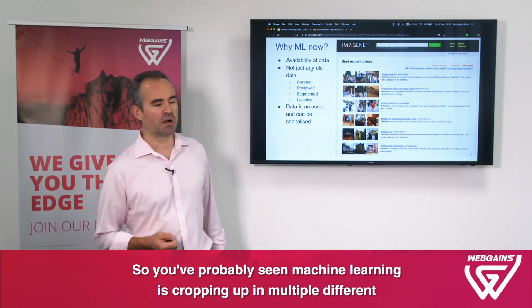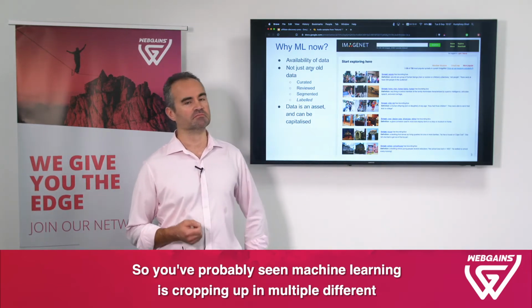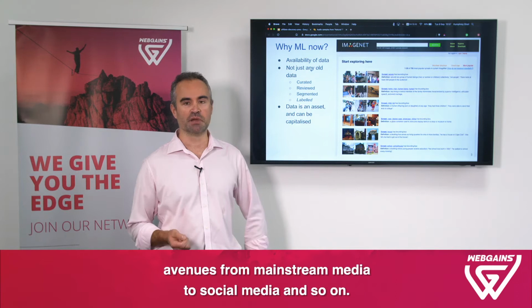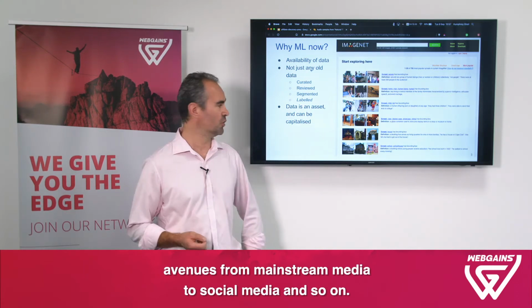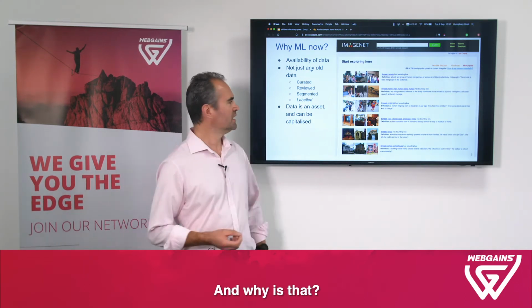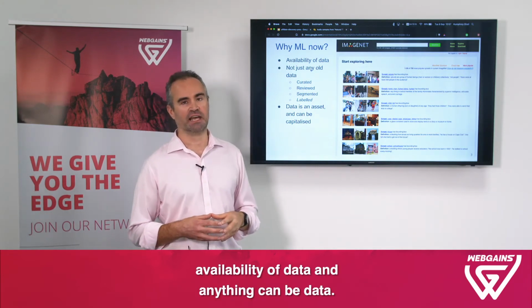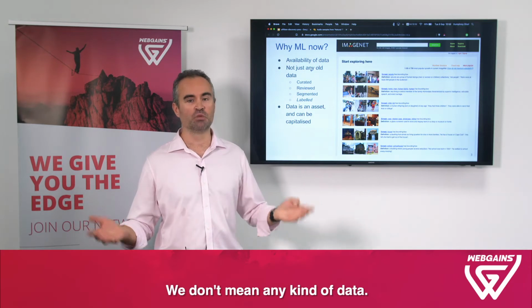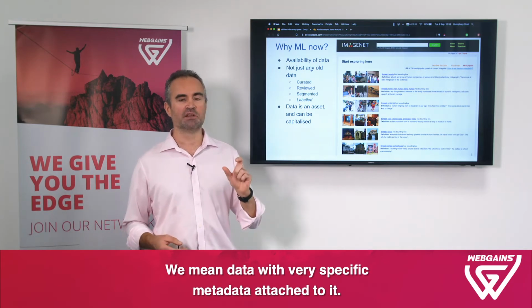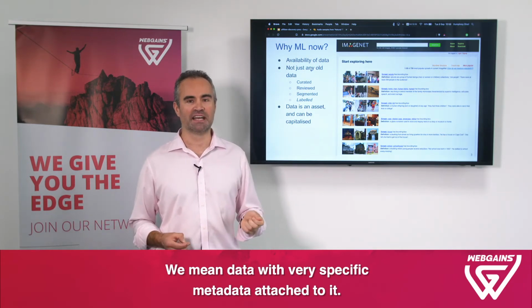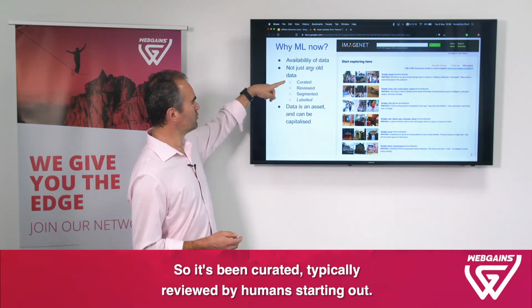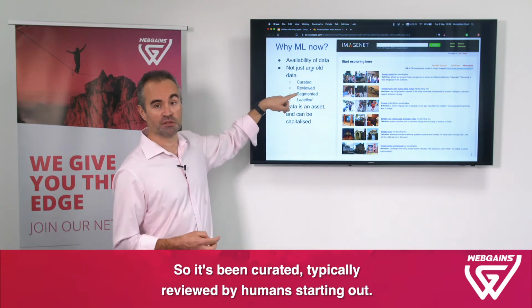So you've probably seen machine learning cropping up in multiple different avenues, from mainstream media to social media and so on. And why is that? The real enabler has been the mass availability of data. And anything can be data. We don't mean any kind of data. We mean data with very specific metadata attached to it. So it's been curated, typically reviewed by humans starting out.